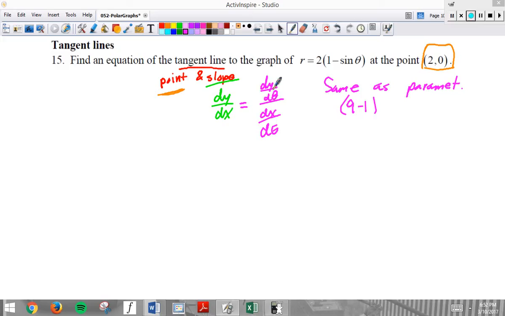So you need to find dy d theta. We need to find dx d theta. That's going to be our two goals. So first, goal 1: find dx d theta.